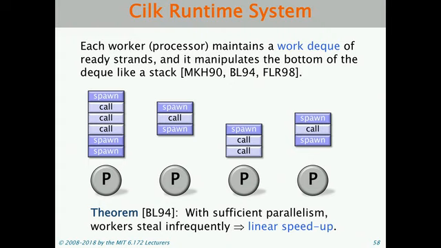So a famous theorem says that with sufficient parallelism, workers steal very infrequently, and this gives us near linear speedup. So with sufficient parallelism, the first term in our running bound, the T1 over P term, is going to dominate, and that gives us near linear speedup.